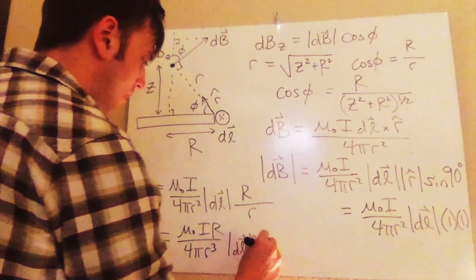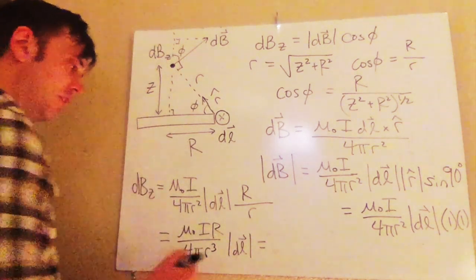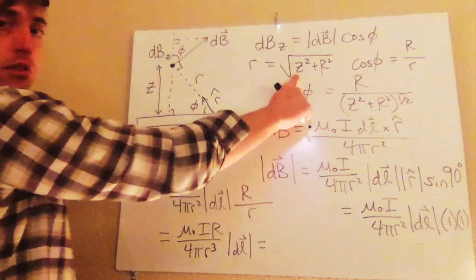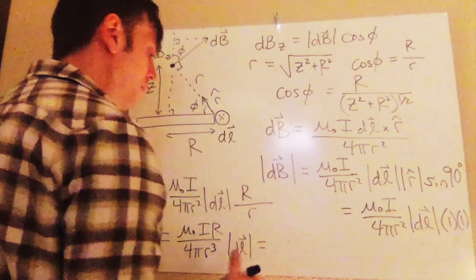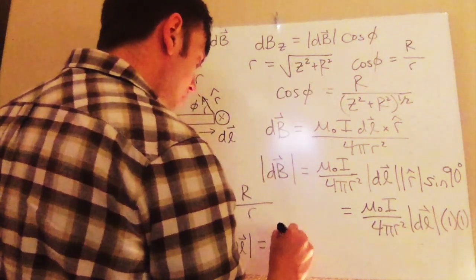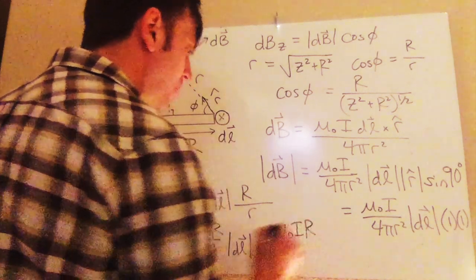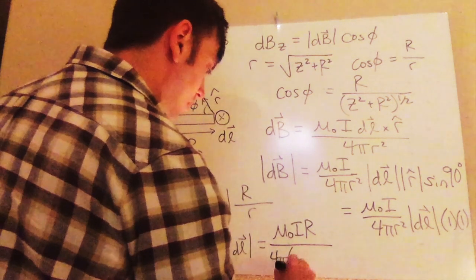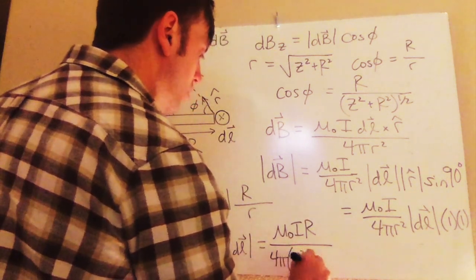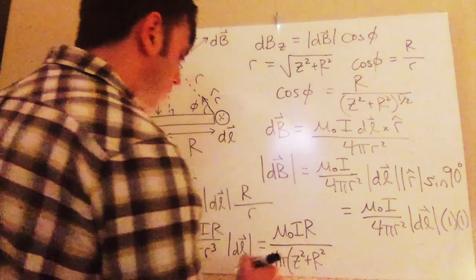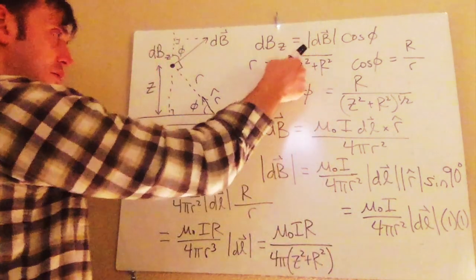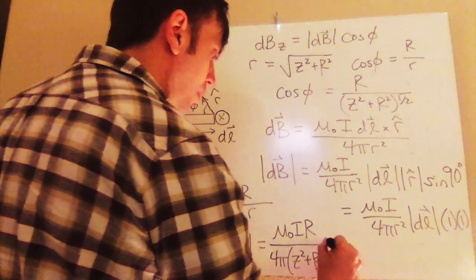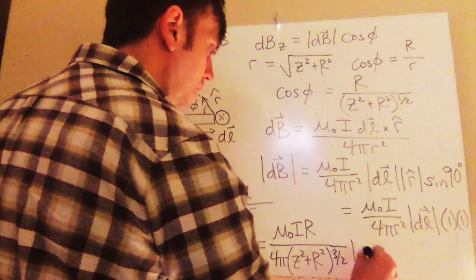Okay. So the last thing I'm going to do here is rewrite lowercase r as the square root of z squared plus big R squared. So on top I have mu naught times I times big R divided by 4 pi times z squared plus big R squared. Now if I have the square root and I take that to the third power, that's the same as saying the 3/2 power. And then we'll have magnitude dl.